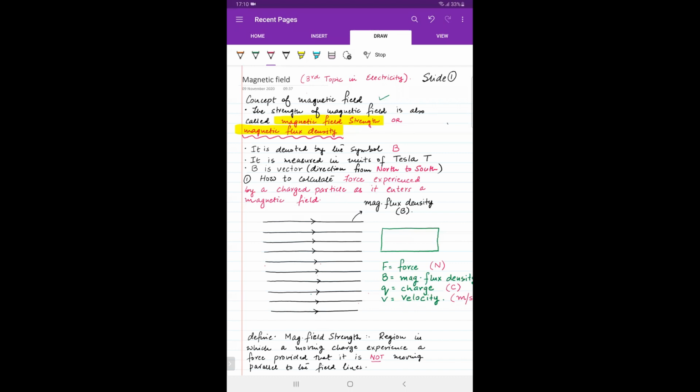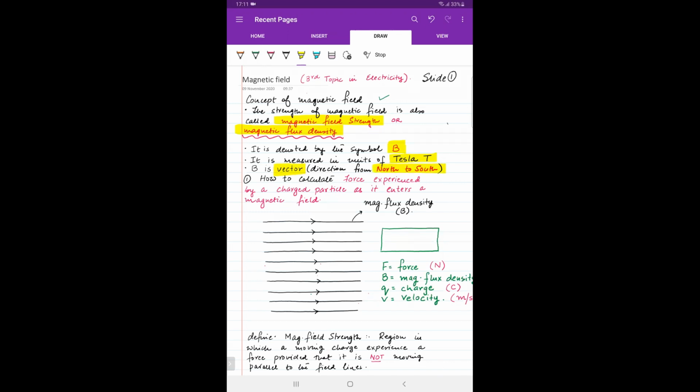ठीक है, so the strength of the magnetic field can either be referred to by the term magnetic field strength, or alternately by the term magnetic flux density. Next is, the magnetic flux density is denoted by the symbol of capital B. It is measured in units of Tesla, and magnetic flux density, or the strength of the magnetic field, is considered to be a vector quantity where the direction is from north to south.